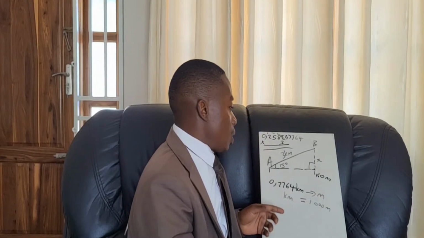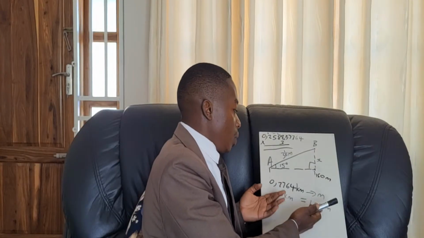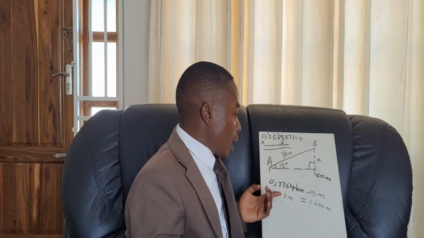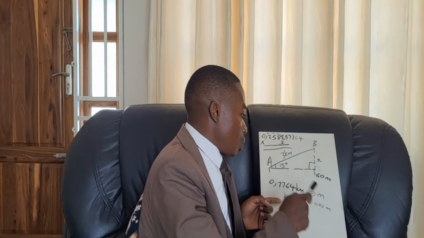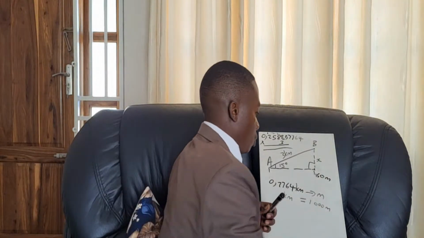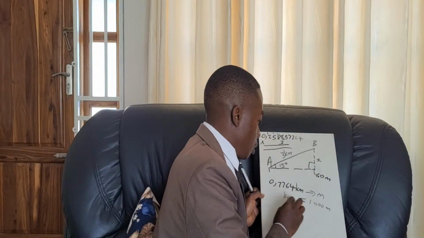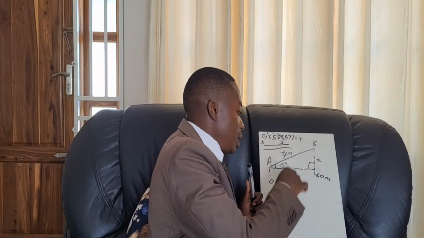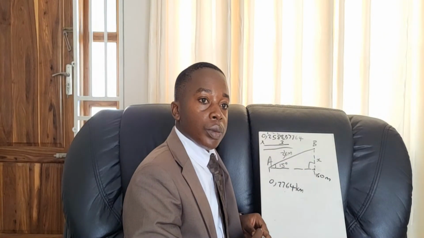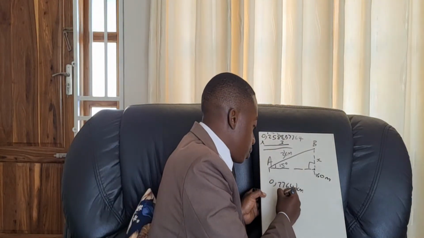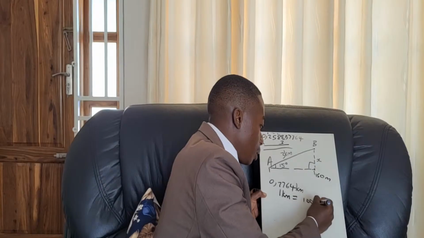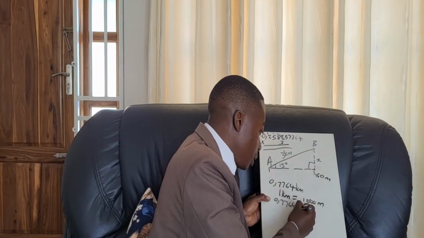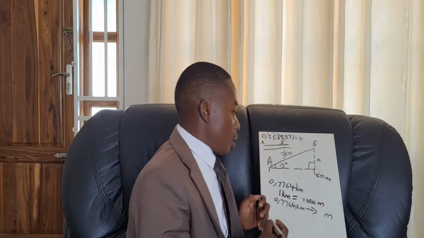Are we together? So for us to convert, you must know what we are going to get. We are changing these kilometers to meters, right? So I think this might confuse you. If we are converting kilometers to meters, what do we do? 1 kilometer is equal to 1,000 meters, right? And we have 0.7764 kilometers. We want to change them to meters. I'm asking, what do we do?